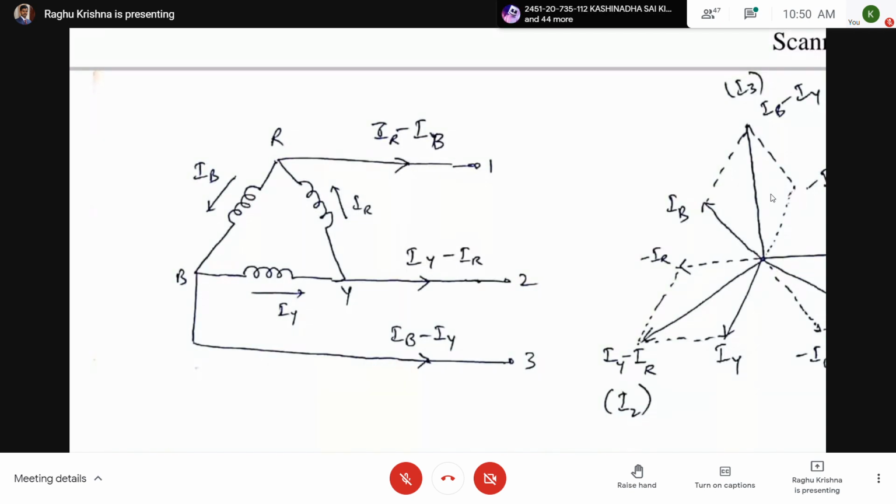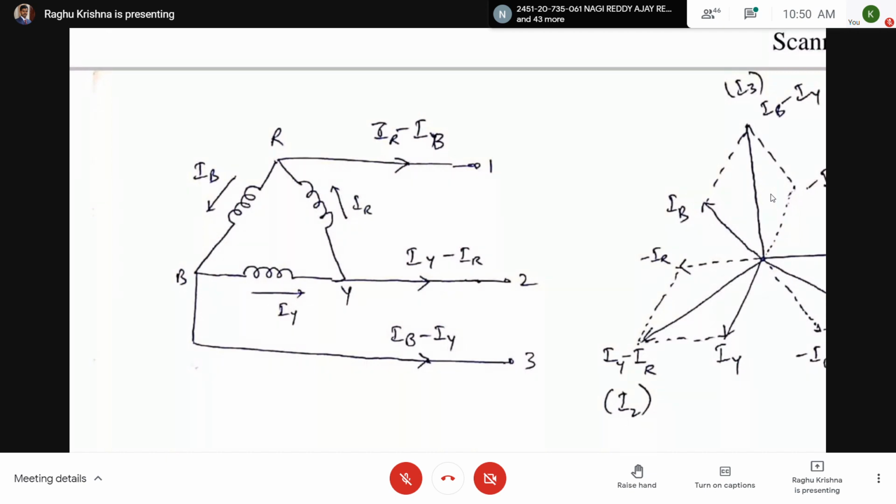So if you apply KCL, I1 plus IB is equal to IR. So I1 equals IR minus IB. Or directly you can take it like this also. IR is in the direction of I1, but IB is in the reverse direction. So here I1 is equal to IR minus IB. So by seeing the diagram you can say that the phase current is IR, whereas the line current is IR minus IB.